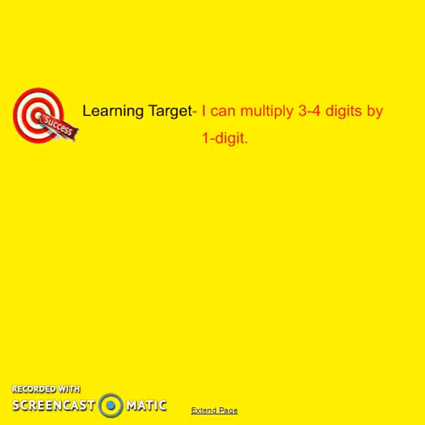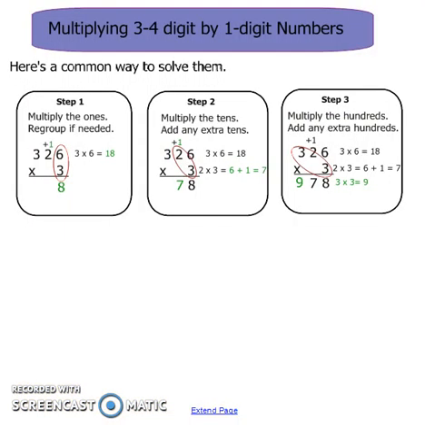Our learning target for this lesson is multiplying 3 and 4 digit numbers by 1 digit numbers. Let's take a look. On each slide you'll find these 3 easy steps. If you forget what you're supposed to do, you can quickly refer back to them.